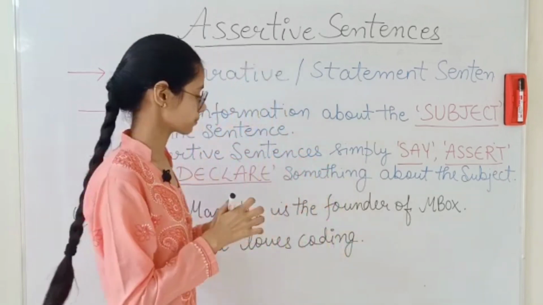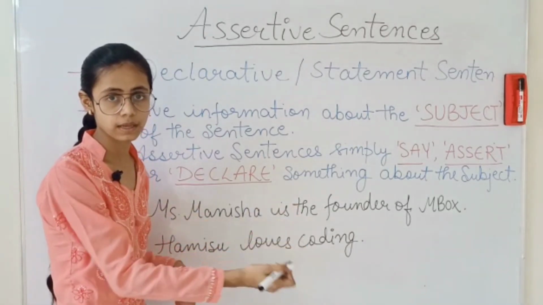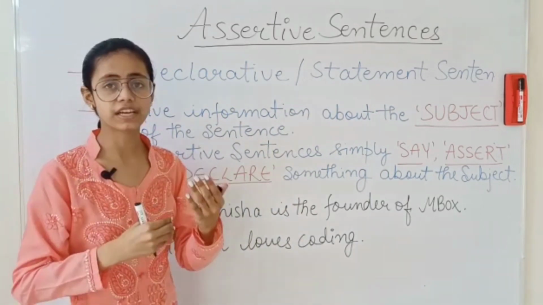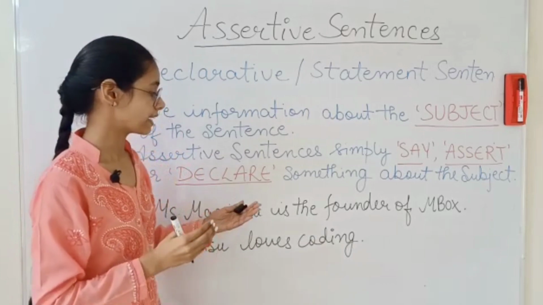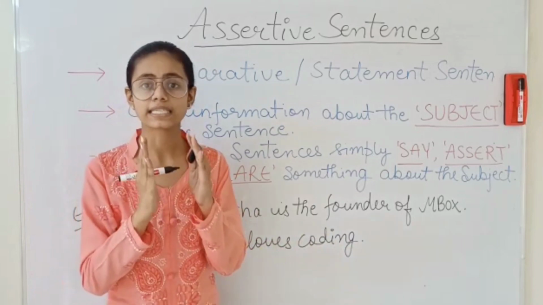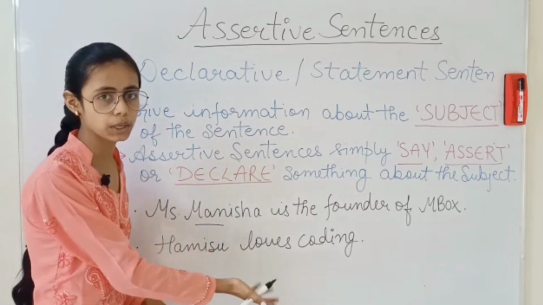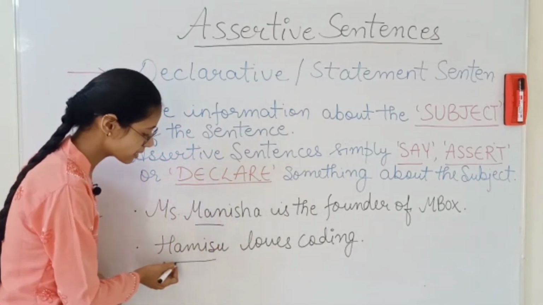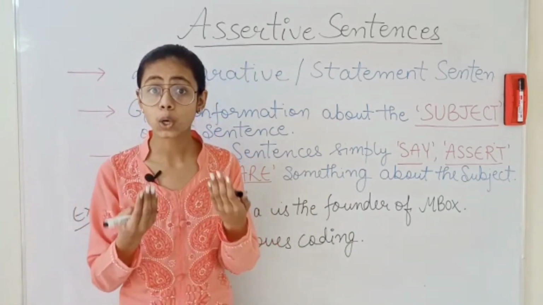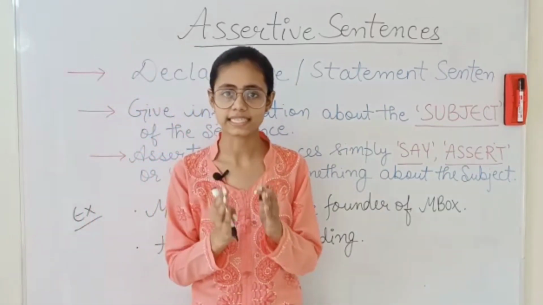Some examples here. Miss Manisha is the founder of M-Box. Now the subject here is Miss Manisha, and the information we are getting about Miss Manisha is that she is the founder of M-Box, and that is why it is an assertive sentence. Next sentence. Hamisu loves coding. Subject here is Hamisu, and the information we are getting about Hamisu is that he loves coding, and that is why again this sentence is also an assertive one.